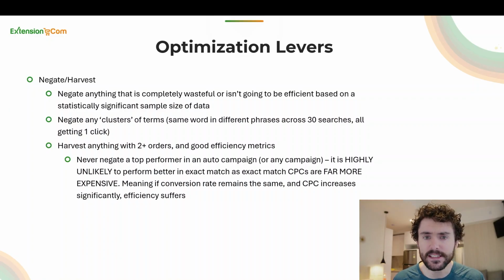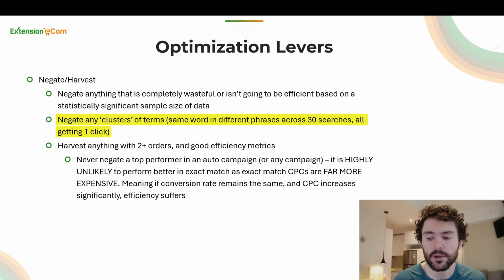Now, in the event that you have a statistically significant sample size of clicks and efficiency is double where it needs to be. Again, if you had a 2 ROAS goal, it's at a 1. If you had a 50% ACoS goal, it's 100% plus. You would go ahead and you would negate those terms. You would also want to negate any clusters of terms, meaning it's the same word in different phrases across 30 searches and they're all getting 1 click. So none of them have high enough search volume where one has 63 clicks and it's very clearly a negation. But that keyword phrase across a vast majority of searches is just not getting the job done. It's completely wasteful. You can add that one as a negative phrase.